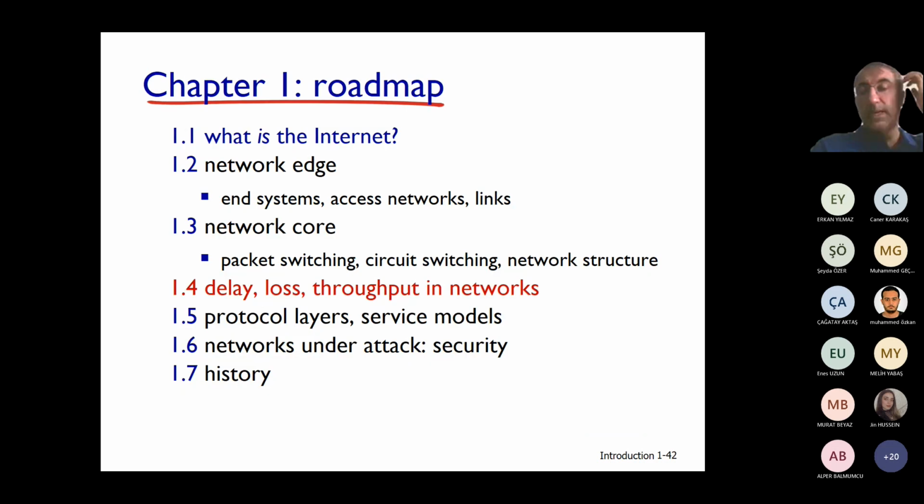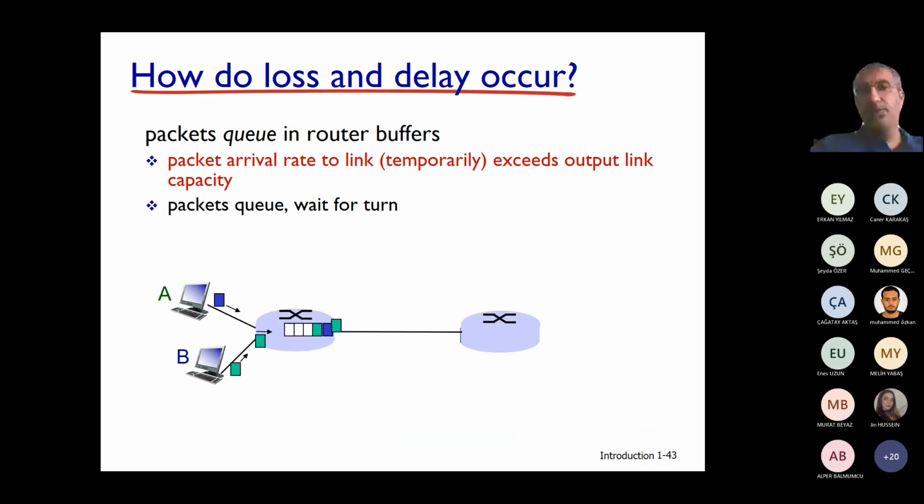Okay, that was about the network core. So the next topic is how to measure the performance of a network. As I mentioned, there are 3 performance metrics that we use commonly. The first one is the delay, the second one is packet loss, the third one is the throughput. Let's look at those parameters quickly. Then we will cover them later on throughout the semester in other chapters.